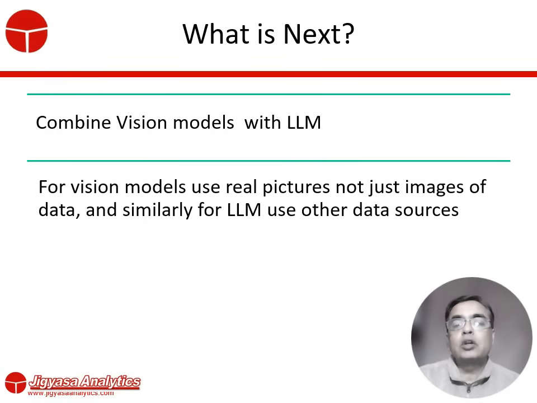Now, for vision models, we have used pictures of the data. What if we could also use real pictures of assets, of offices, and other things relevant for the credit decision process? And similarly, for large language models, what if we could use other data sources? We feel that will improve the model, but that needs to be tested. And that is something we are seeking partners for.